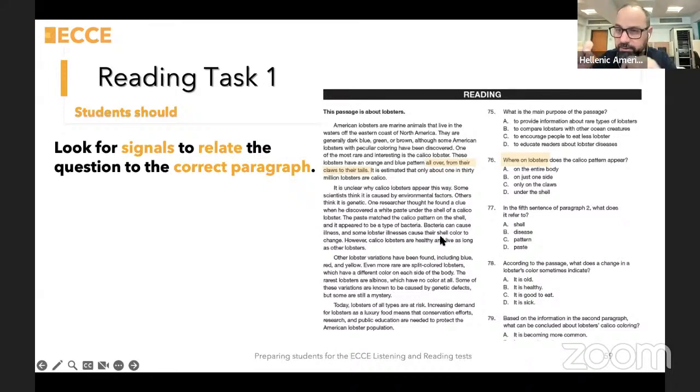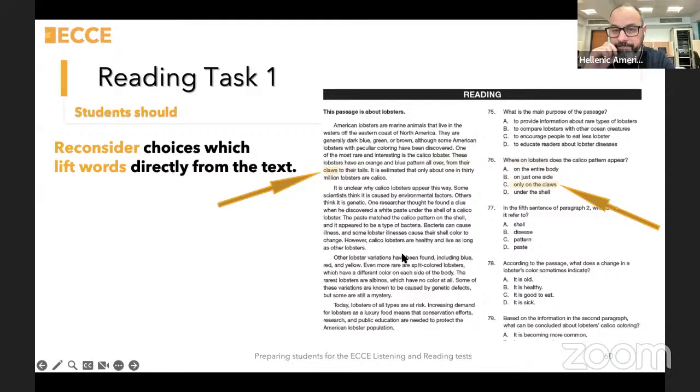So looking for signals, looking for keywords in those questions, underlining those keywords, and then of course the test takers have a very clear idea what exactly they're looking for, what kind of information they're looking for, and they will scan the text to locate that information, and hopefully this will help them answer the question indeed.